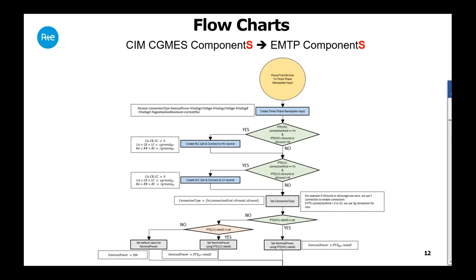Sometimes the mapping between CIM and the EMTP is very complex. So we use flowcharts as documentation to explain how the gateway works. And one important thing is that's why I insist on the S here: one or more CIM components can lead to one or more EMTP components. So in this example, for a power transformer, we can have two more RLC components that we will connect to the neutral if the R or the C ground attributes are not 0.